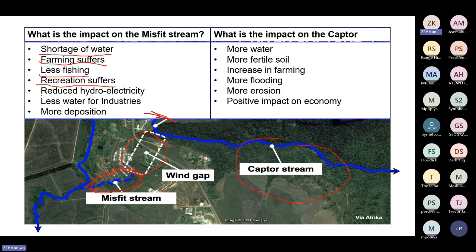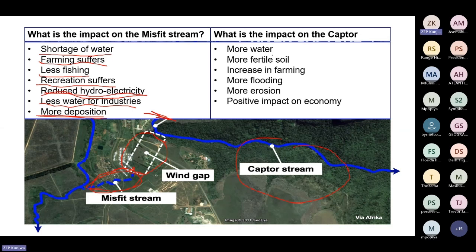If the area was using hydroelectricity, as we all know, they will not be able to generate electricity from water because the river is no longer flowing there. We know industries are using water for processing and manufacturing. So if the river is not flowing, it also means that industries are going to suffer. And there's going to be more deposition, because all the load that was in a river will be deposited when the other river loses water there.